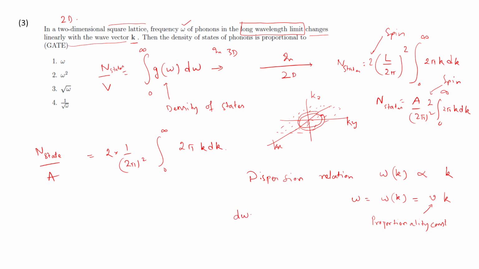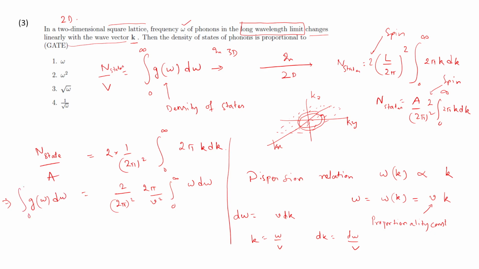And d omega is equal to v dk, or basically k equals omega by v, and dk equals d omega by v. So we just put everything over here. What we get is 2 over (2 pi) whole squared, times 2 pi, and instead of k dk we get omega d omega by v squared. Since v squared is a constant, we take it out, and the density of states is given by g of omega d omega from 0 to infinity.